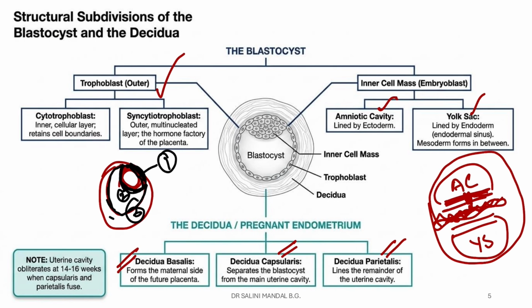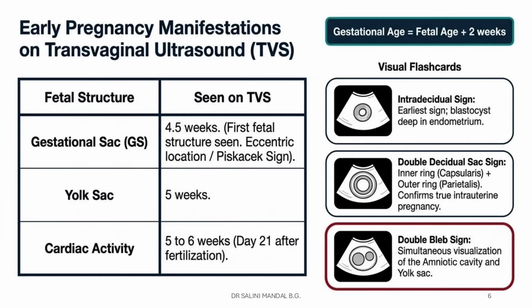So ultimately what happens is the embryo is going to become larger and larger, right? And once it becomes larger and larger, the decidua capsularis and decidua parietalis are going to fuse together, and that is the time the uterine cavity obliterates, and that is around 14 to 16 weeks. Okay, next one, let us see the other few things.